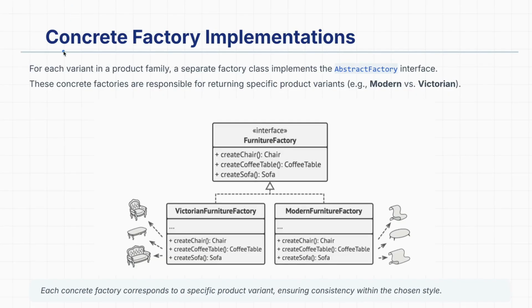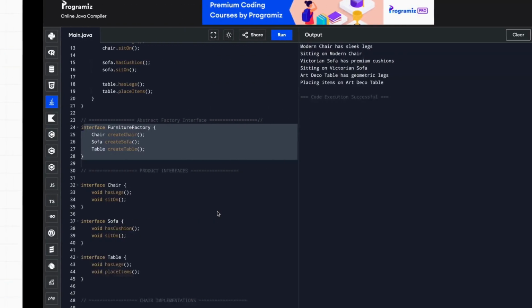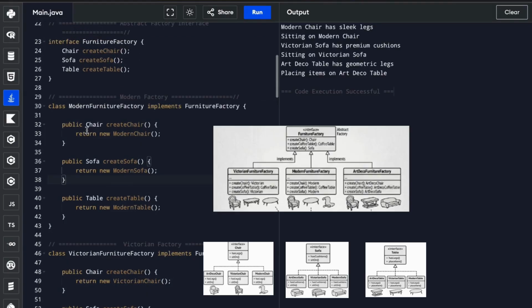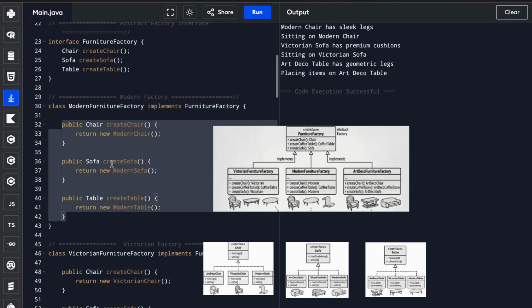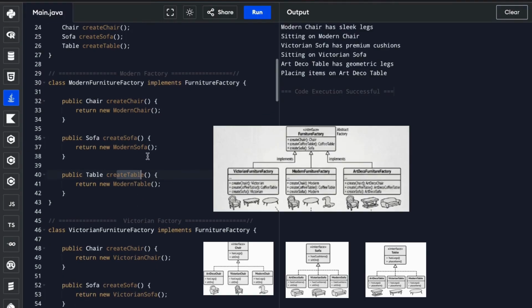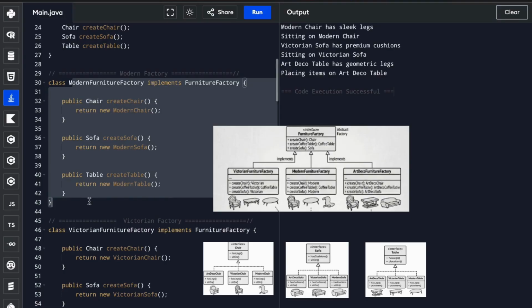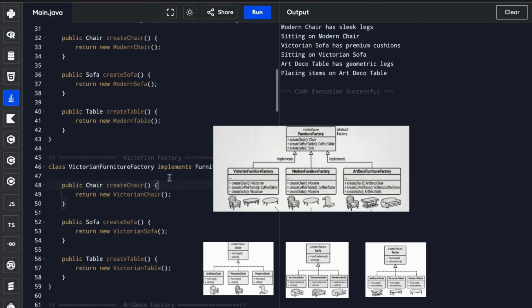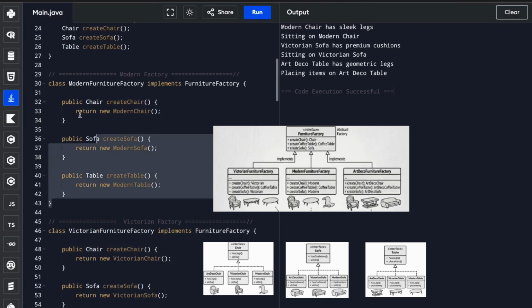Now let's move to step 3. In this step, we create implementations of the abstract factory interface. Since we have three styles, we will create three factory classes. Now let's move to the code to understand this in more detail. Here, I have created three classes. Each of these classes implements the furniture factory interface. Inside these classes, we implement all three methods: create chair, create sofa, and create table. The only difference is that each factory returns objects of its own style. Modern Furniture Factory returns modern chair, modern sofa, and modern table. So each factory ensures that all the objects it creates belong to the same style.